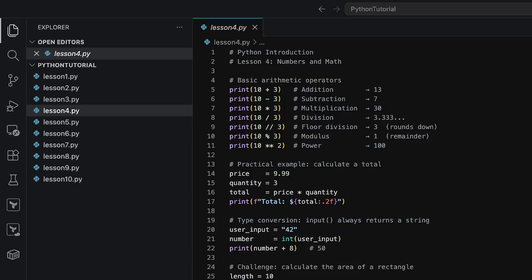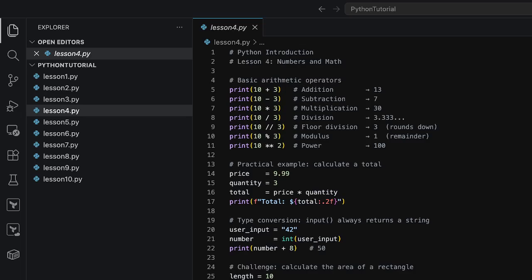Welcome back. Python is excellent at math. Whether you are building a calculator, tracking a budget, or analyzing data, numbers are everywhere in programming. Today we are going to explore how Python handles numbers and arithmetic. Let's look at the code.